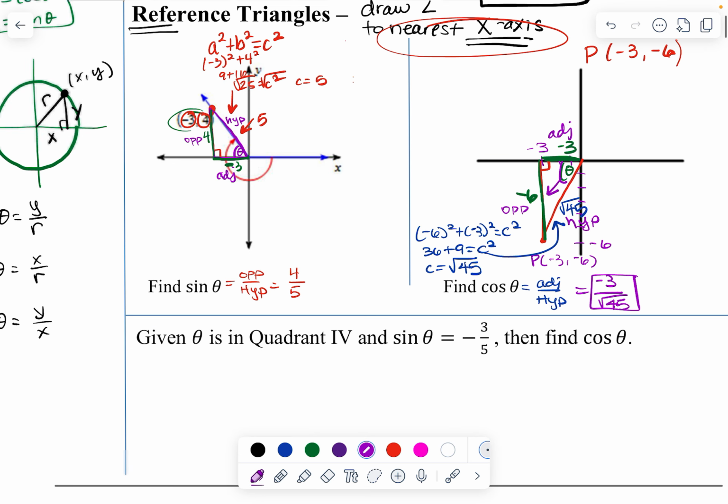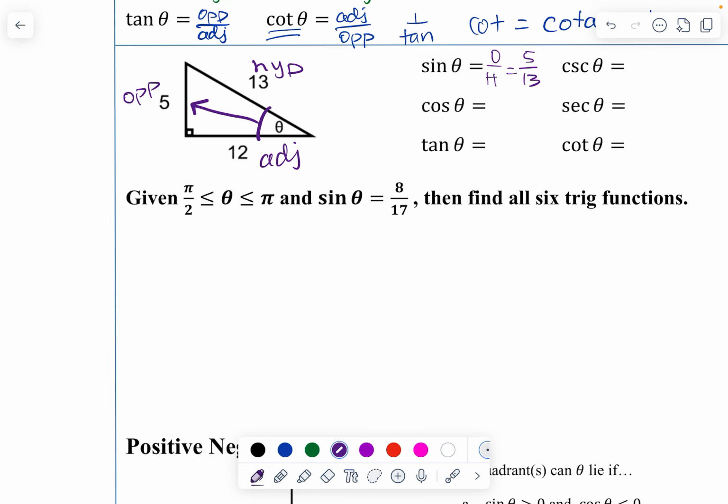All right, let's look at this one. So again, if I'm looking, here's my angle, that's where I'm pulling from. Here's my opposite side, hypotenuse side, and adjacent side. So for the sine here, I know sine is opposite over hypotenuse. That's going to be 5 over 13. Well, immediately I know the cosecant, which is 13 over 5.